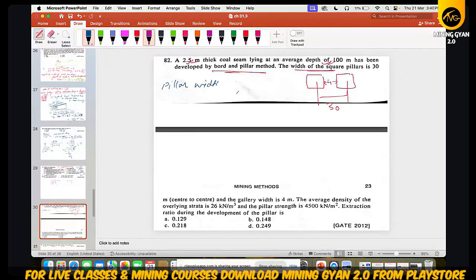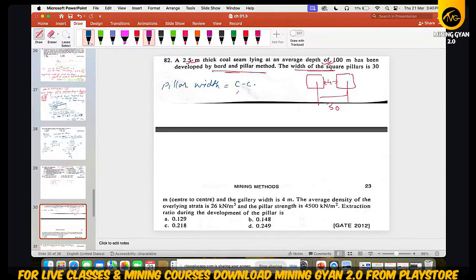Pillar width will be the center to center distance minus gallery.